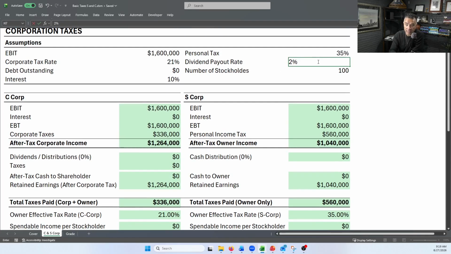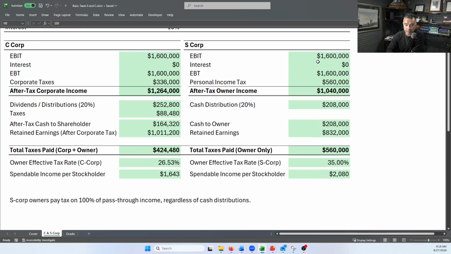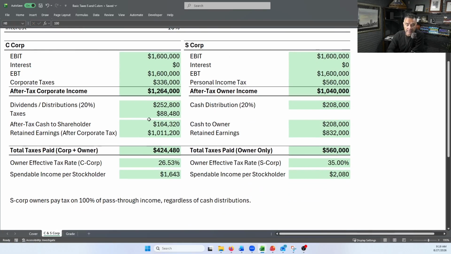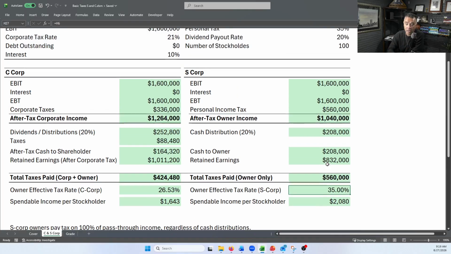Let's go to 20%. Oh, there's no double taxation. Let's go to 20%. Now we got a dividend paid out, $252,000. Well, you got to pay taxes, double taxation. Look at that, 21%. Now we pay 26%. That did not change, right? Even though this is incorrect, it did not change, so it looks correct so far.